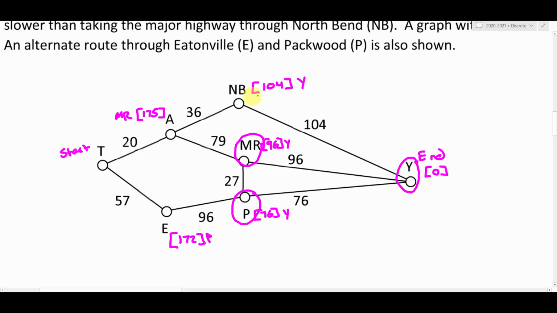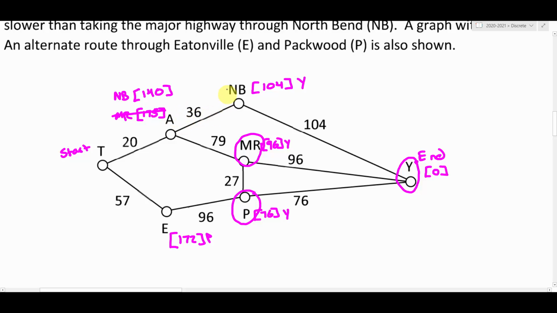So I'm going to go back to NB, that's my smallest vertex right now, and I'm going to analyze all of the edges that lead into NB. This one leads back to a vertex we've already visited, so I don't need to do that one. But this one I need to do. I haven't made A my current yet, so I can do 104 plus 36, and that's a distance of 140. So I'm going to write that one down because it is currently a shorter distance than 175. So to get to A, it would be shorter to go through NB to A rather than going through MR to A. Okay, so I'm going to put an NB next to this one, and I'm going to cross out MR.